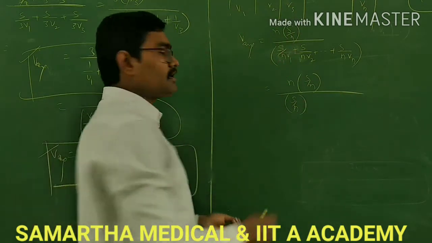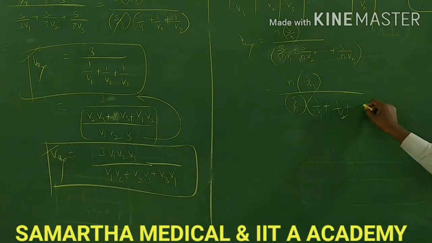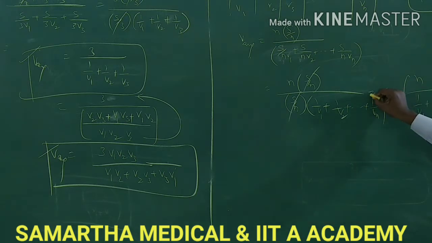So what will you get? 1 by V1 plus 1 by V2 plus so on plus 1 by Vn. So S by n gets cancelled. You will get n by 1 by V1 plus 1 by V2 plus so on plus 1 by Vn. That is the average speed.